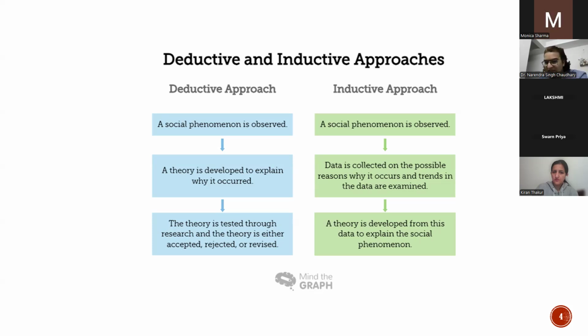But when I talk about the inductive approach, I don't know what theory is there, but the theory is developed in the process from this data so that the social phenomena can be explained. Okay, this thing is happening because of this particular phenomenon, and that phenomenon can only be understood when I'm going with the inductive approach. If I give you one example, grounded theory research is largely based on the inductive approach.